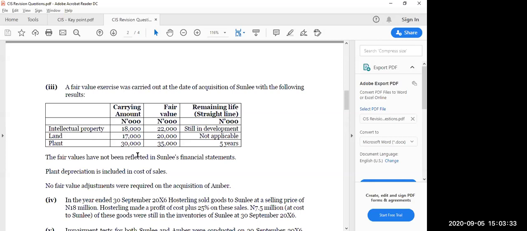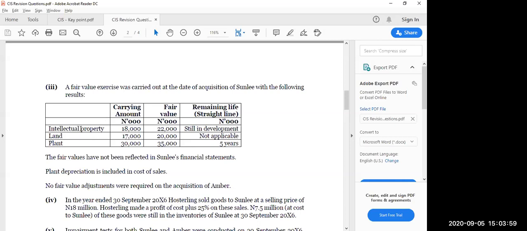Now, this fair value adjustment is arising on the date of acquisition. It is not something that occurred after acquisition. So that means it will not have any impact on profit or loss account. So what will have impact on the profit or loss account is the extra or reduction in depreciation arising from the fair value adjustment. So they've already put it there for us line by line.